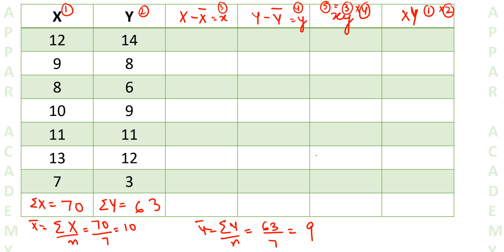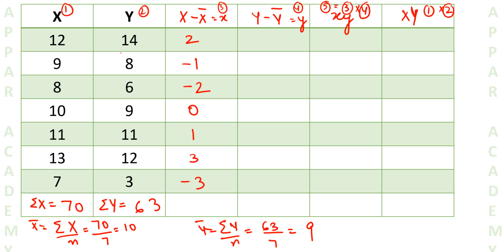Okay, so x minus x bar. That was 12 minus 10, which is 2. 9 minus 10 is minus 1. 8 minus 10 is minus 2. 10 minus 10 is 0. 11 minus 10 is 1. 13 minus 10 is 3. 7 minus 10 is minus 3.